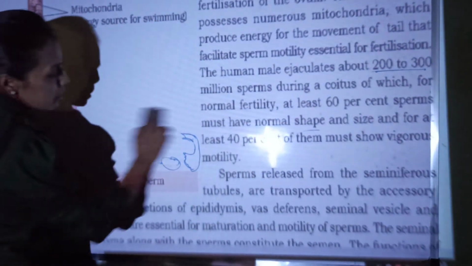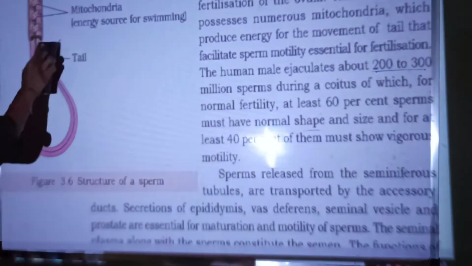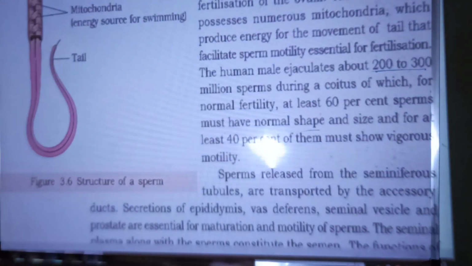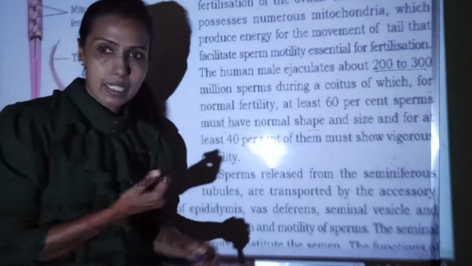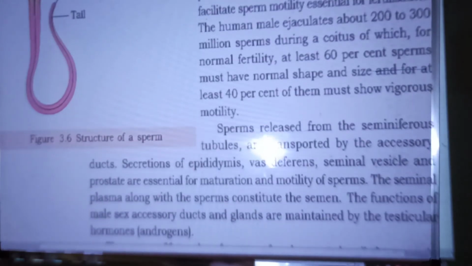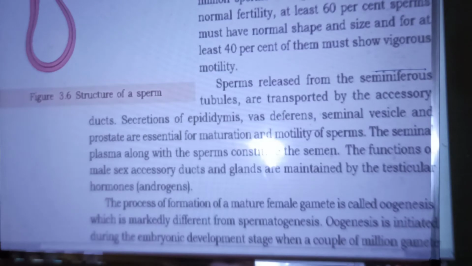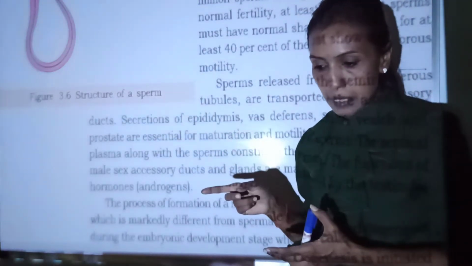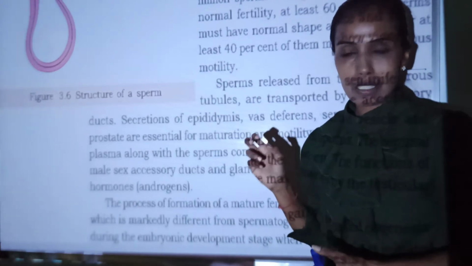Okay, so many millions of sperms are ejaculated, but only one can make its way to the fallopian tube for fertilization. The sperms released from the seminiferous tubules are transported by the accessory ducts present in the male reproductive system. We already studied the names of these ducts: the rete testis, vasa efferentia, epididymis, and the sperm duct, that is the vas deferens.